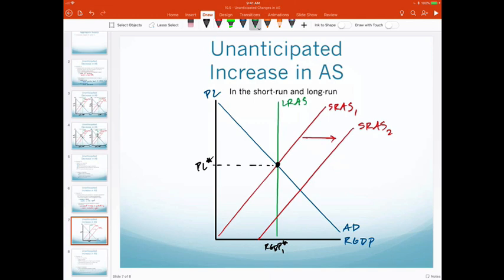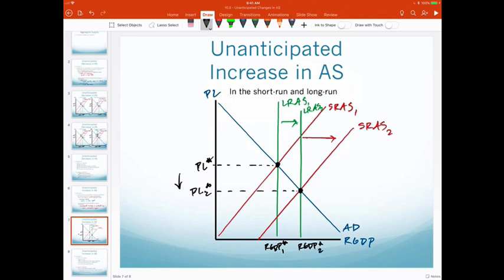Well, we know long run aggregate supply increases as well. This is LRAS2, and this is 1 up here. And we show an increase in long run aggregate supply. So, all right, price level 2, it's going to be lower than before. And this is going to be our new real GDP star.